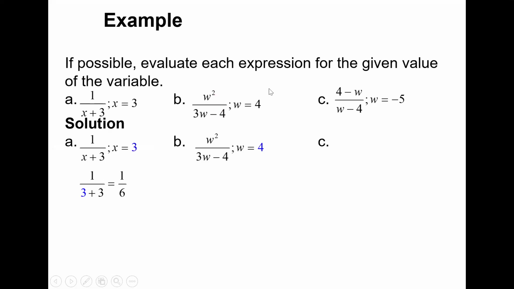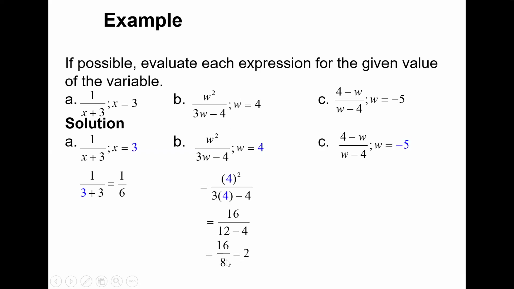Now, here we're plugging in 4. When we plug in 4, what do we get? Well, we're going to have 3 times the 4, which is 12, minus 4, that's going to be 8, and on the numerator, it's going to be 4 squared, which is 16. So 16 divided by 8 is going to give us 2. Okay, so that's how that one works.